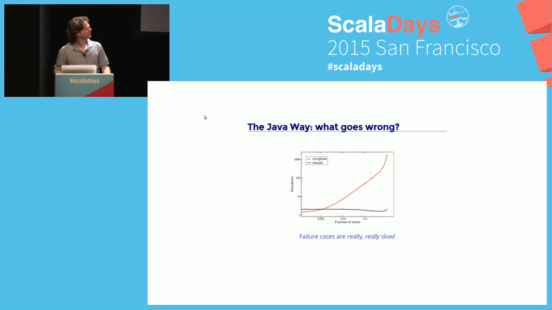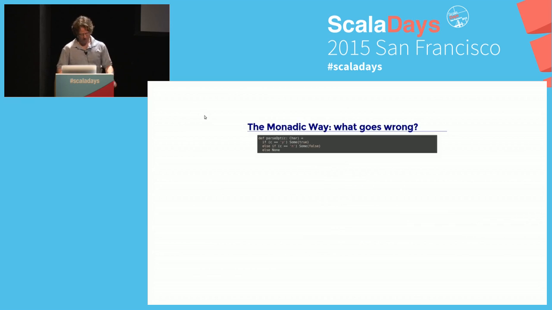So fortunately, the failure cases are slow, the success cases are fast, and then we have this problem about did we actually catch it? Okay, so we know how to solve this problem. We use monads. So for example, Option. So here, we just did the same thing, but we put it in an Option.